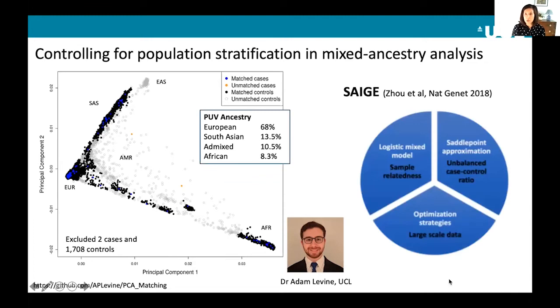The second approach we used was a tool called SAGE, which is available in the research environment. It models how genetically similar each pair of individuals are and incorporates that information in a logistic mixed model to account for both population structure and sample relatedness. An additional benefit of this approach is that it can adjust for case control imbalance, such as that seen in our cohort, which can also lead to false positive associations.